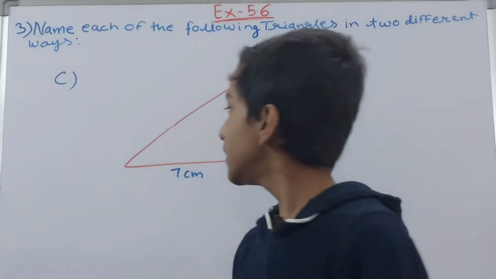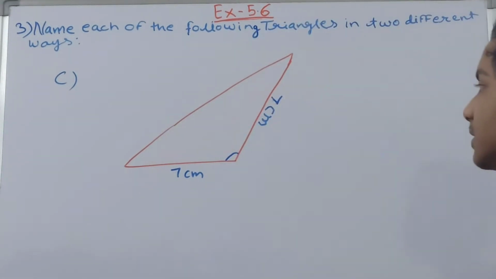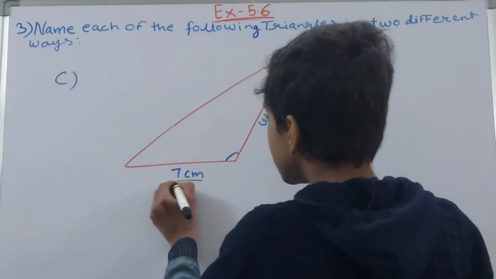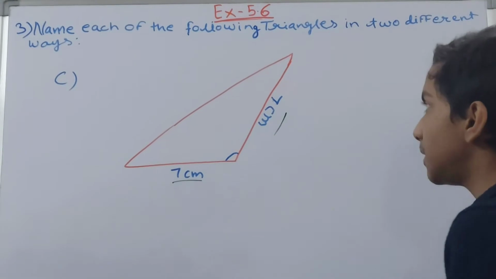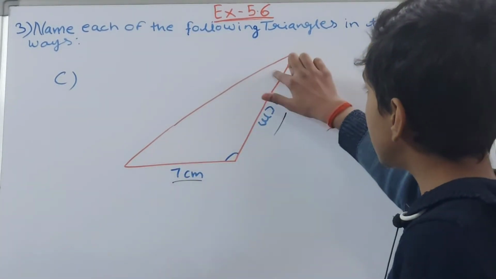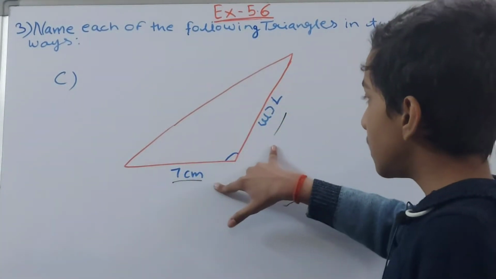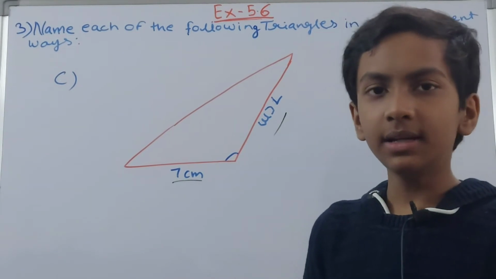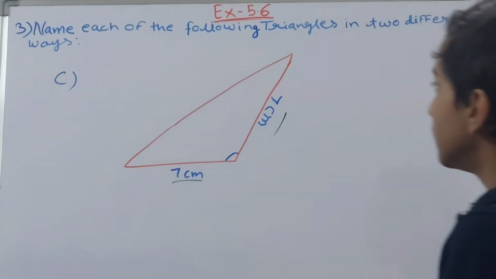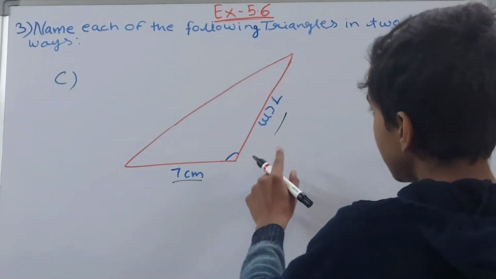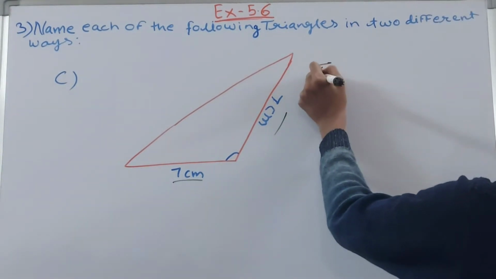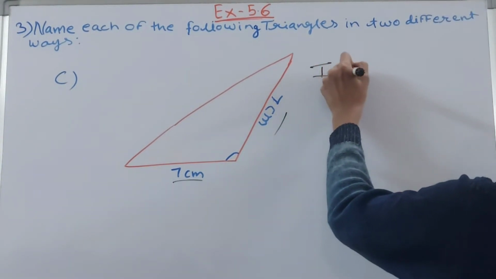Now next part is this one. Now if you see in this, two sides are given as 7 centimeters and 7 centimeters. We don't know the measure of this third side, but we do know the measure of two. So we can work with what we have here, right? You can see that two sides are equal, so that is an isosceles triangle.